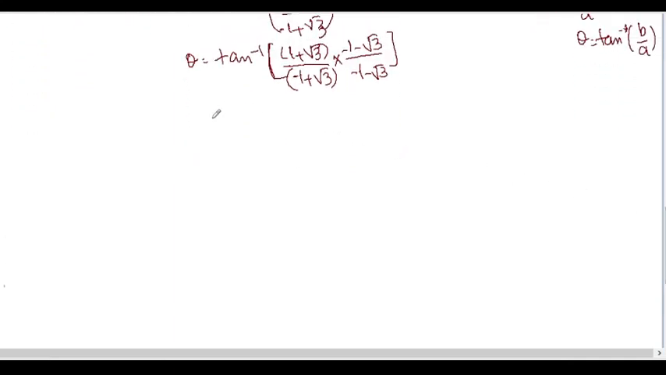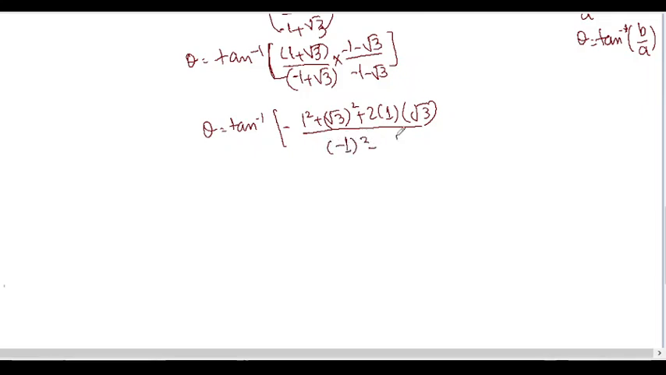okay, theta equals tan inverse with a negative sign. This negative is taken as common, so it becomes (1 plus square root of 3) whole squared, because (1 plus square root of 3) into (1 plus square root of 3). So it is equal to 1 squared plus square root of 3 whole squared plus 2 into 1 into square root of 3, whole divided by this is (a plus b) into (a minus b), where a is minus 1 and b is square root of 3. So it becomes a squared minus b squared.